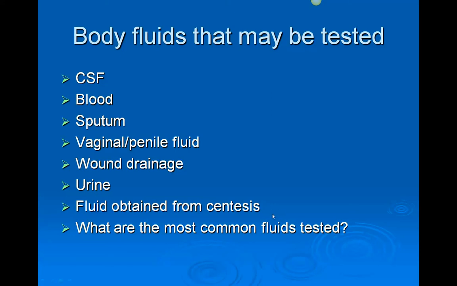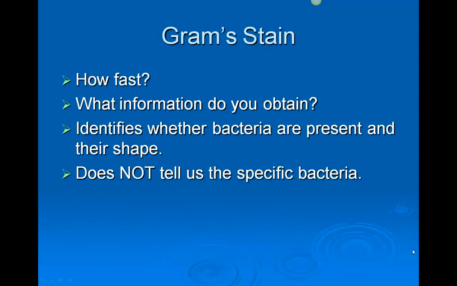We collect fluid from centesis procedures, so thoracentesis, where we put a needle into the thorax, paracentesis, where we put it into the abdomen. You've probably heard the term amniocentesis, where someone had a sample of amniotic fluid obtained via a needle. And the most common fluids tested, as I mentioned, were blood and urine on this list. And I would say overall those are the most common fluids tested in any healthcare setting.